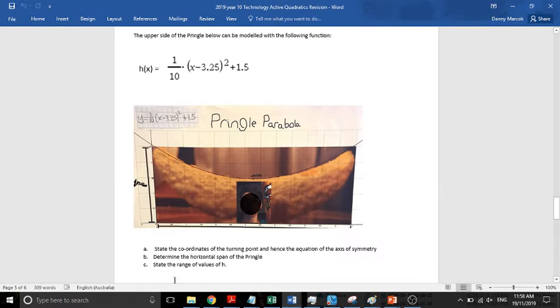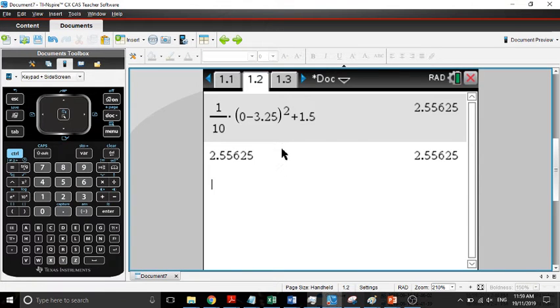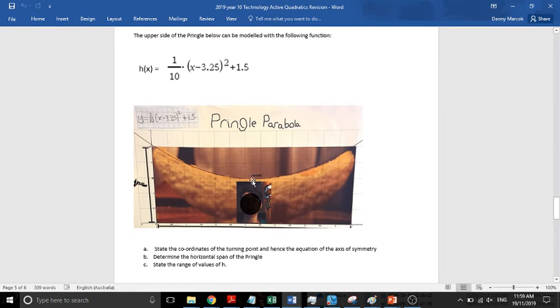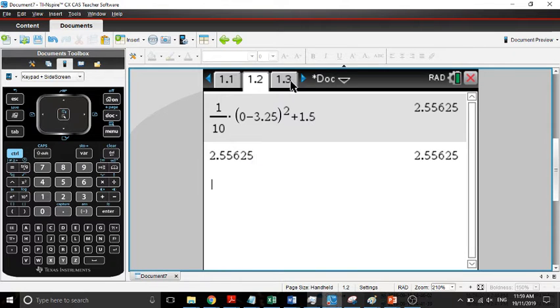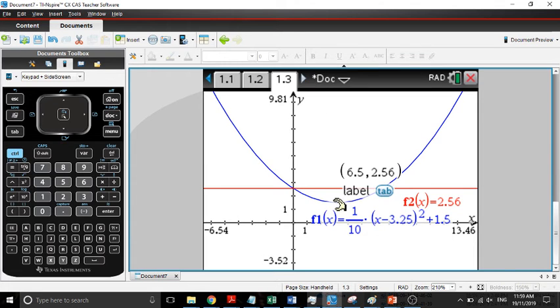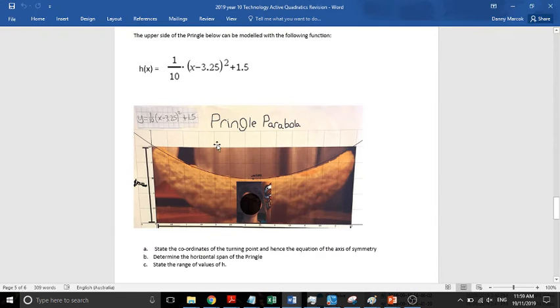Okay, last question. The range of values of h. Now, this is something we talked about in a previous question. What we're after is the range of values, so the y values or the h values in this case. It's after these values here from the lowest point to the highest point. So we're going from the lowest point, which we know is 1.5, to our highest point of 2.56.